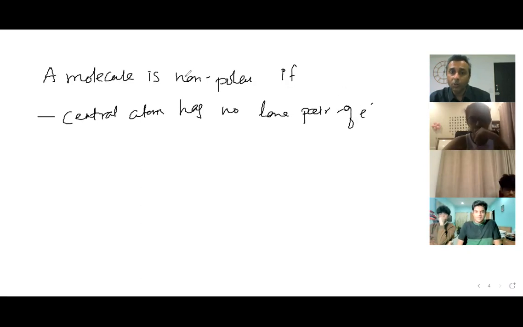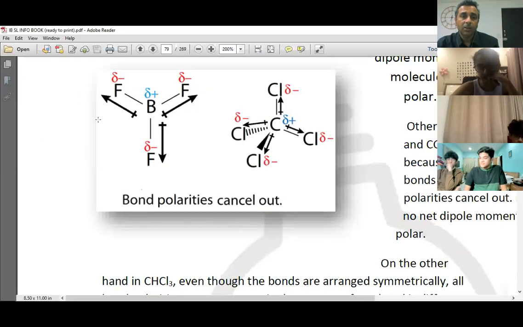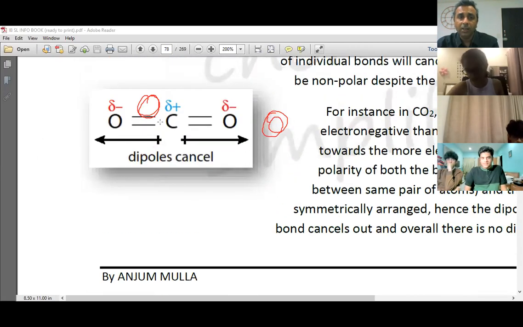For a molecule to be non-polar, one criterion is that the central atom should not have a lone pair of electrons, like we can see in these examples. Boron and carbon here don't have any lone pair of electrons. Also in carbon dioxide, the carbon does not have any lone pair of electrons. So the central atom should not have a lone pair. That's the first criterion.